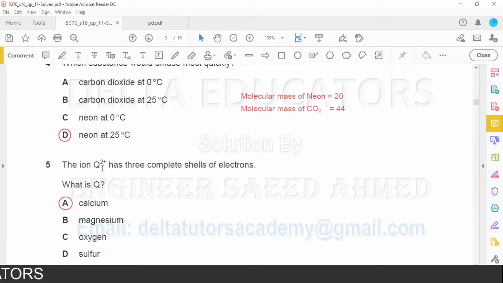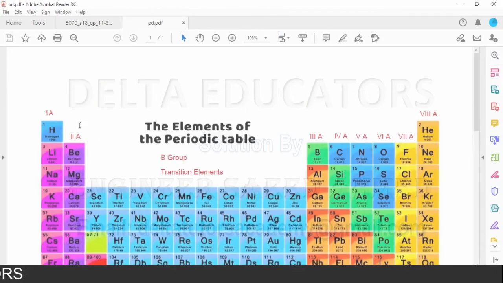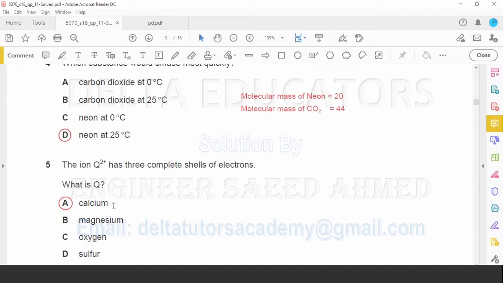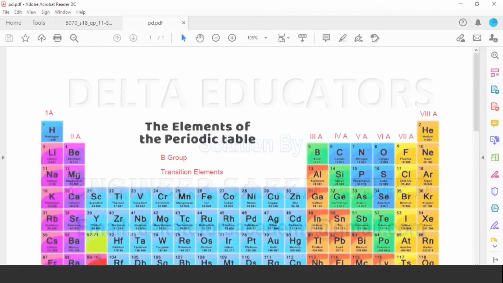Q plus 2 means it loses 2 electrons. And the members of the 2A group lose 2 electrons and are converted to their ions. So here possible options are A and B, because A and B belong to the 2A group. Now it is given here 3 complete shells. Magnesium has 2 complete shells, calcium has 3 complete shells after losing 2 electrons.